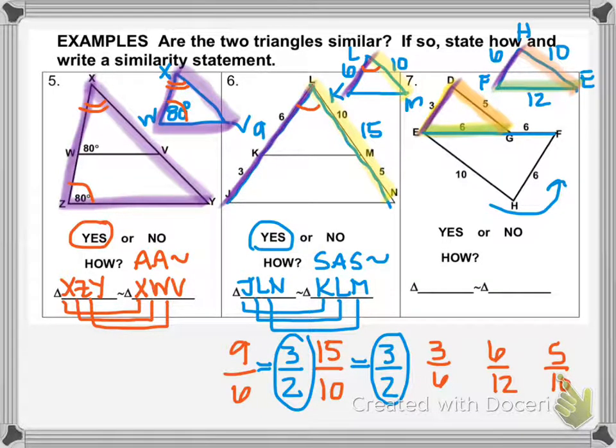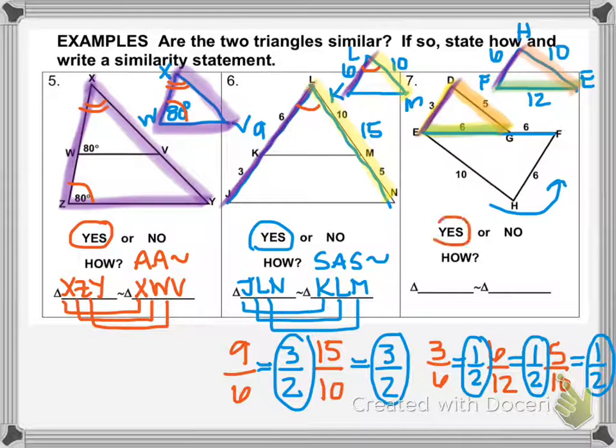Now I'm going to see if these fractions in fact are equivalent by reducing them. 3 over 6 simplifies to 1 half, 1 over 2. 6 over 12 also simplifies or reduces to 1 half, and 5 over 10 also simplifies or reduces to 1 half. So that means that these ratios are equal, which means the sides are proportional. So we can say yes, these triangles are similar by SSS similarity. Let's go ahead and write that similarity statement.